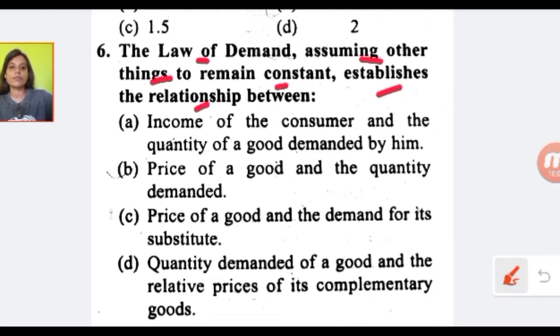Do follow the next question, that is, the law of demand, assuming other things to remain constant, establishes the relationship between what? Between which two things does this law of demand work? Your answer would be number B, that is, the law of demand basically assumes other things to remain constant and establishes the relationship between the price of a good and the quantity which is demanded.